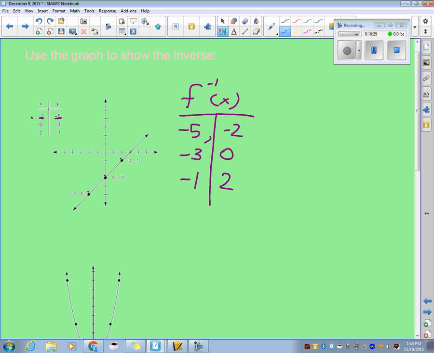So -5, -2, -3, 0, and -1, 2. So those are kind of in a straight line, aren't they? So there's my inverse function. Well, how is an inverse function also a line? Well, yeah, it's the x's and y's switch. Now, if the first function wasn't a line, then the second function wouldn't be a line.